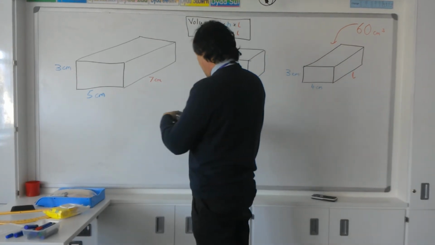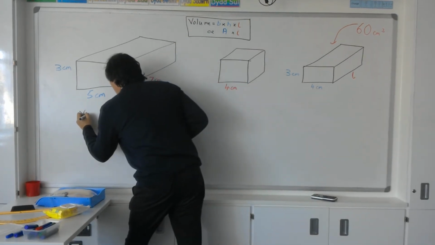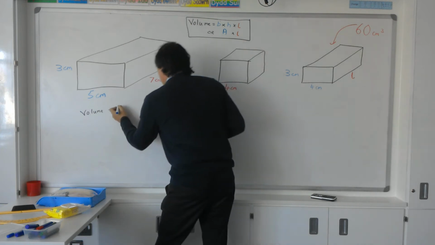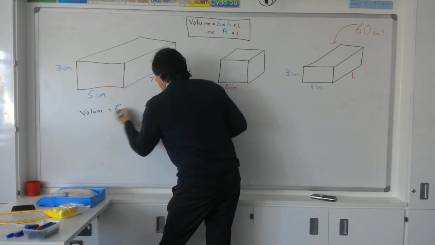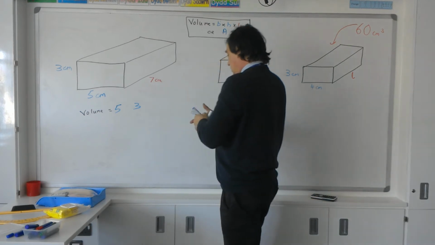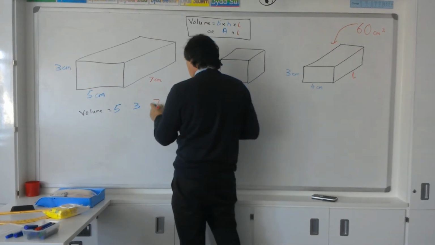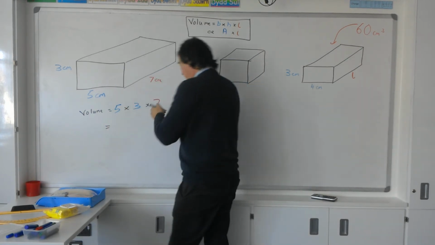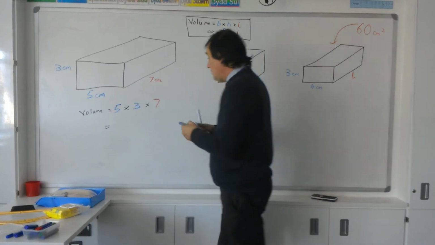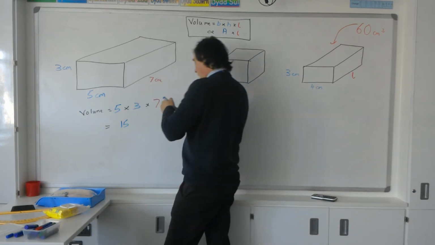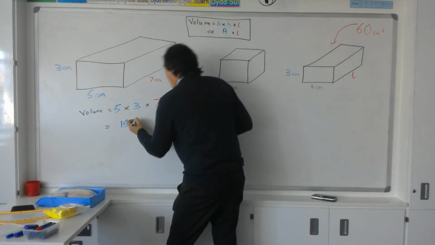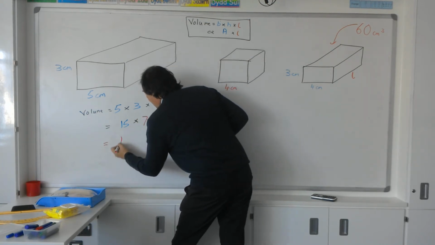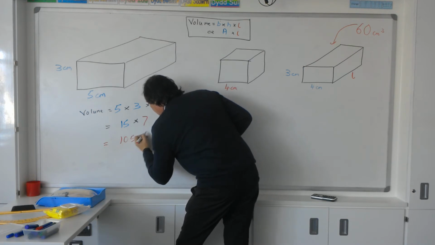So in this case, our volume, let's write it here, volume is going to be the base 5 times 3, times by the length it goes back, 7. So 5 3s give me 15, multiplied by the 7. Now the answer to this is going to end up to be 105 centimetres cubed.